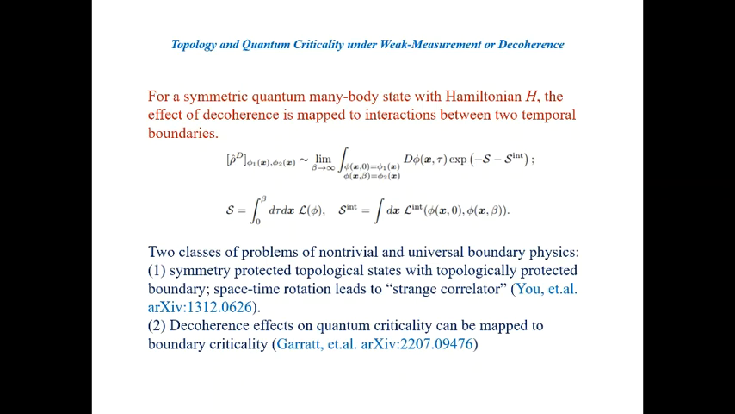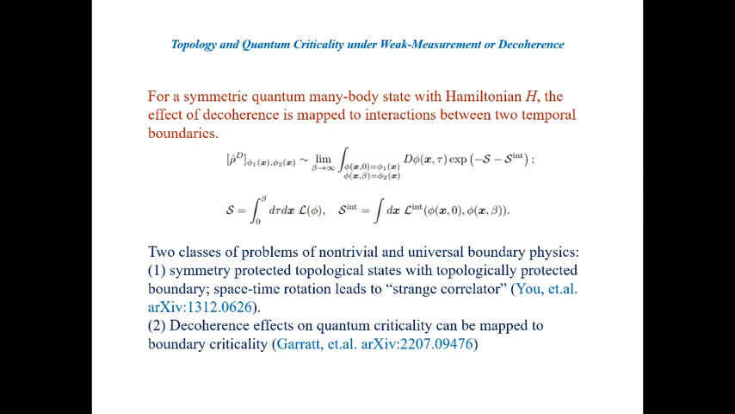Another place to look at the decoherence problem is bulk criticality. Suppose the bulk is at the quantum critical point, then the decoherence is mapped to the boundary criticality. Actually, this was first pointed out by the Berkeley group, and they studied 1+1 dimensional CFT under decoherence.